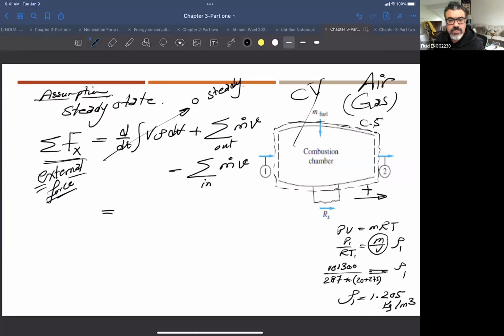Do we have body force? Do you have gravity, for example? Do we have gravity for this engine? Why? This engine has a weight, of course, right?